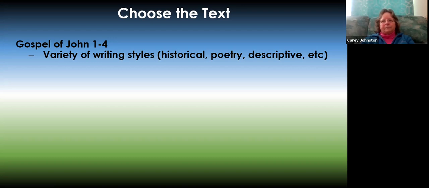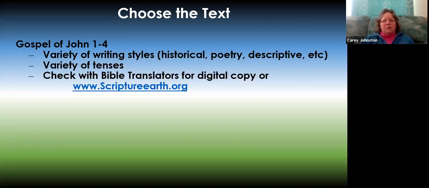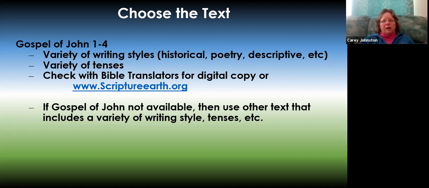It has historical writing, poetry, descriptions, storytelling, those kinds of things, as well as a variety of tenses: past, present, and future. If you're wondering whether the Gospel of John exists in the language you're doing, you can always check with the Bible translators of that language for a digital copy, or you can go to www.scriptureearth.org, and sometimes BibleGateway.com also has some different Bible translations.